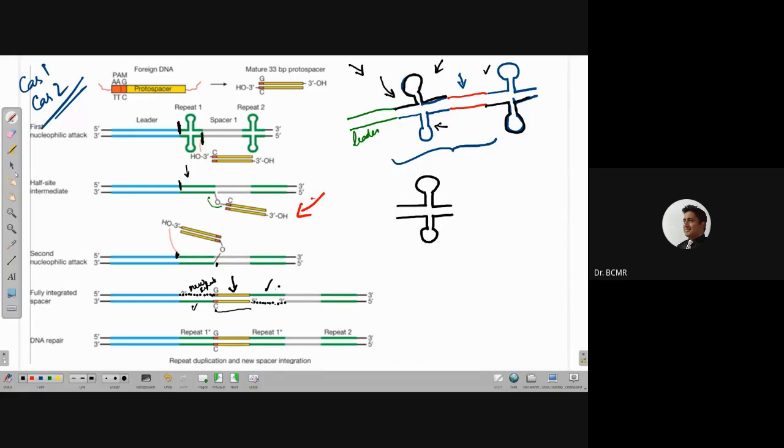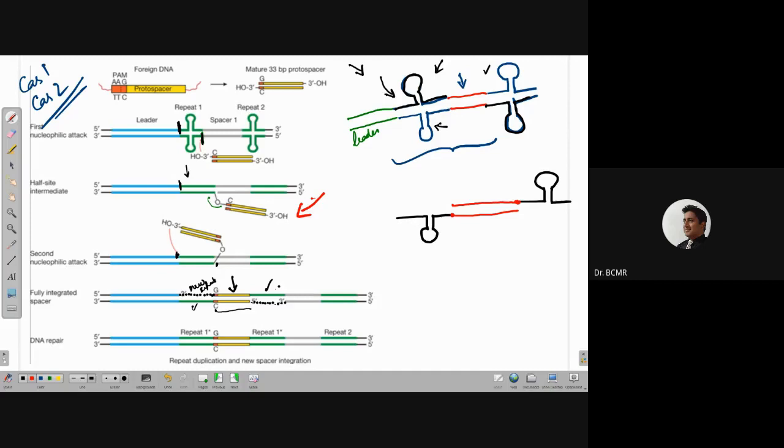And then what happens is during incorporation, one of the parts will be moved here. And this is where the protospacer is attached. On the 3' sides, it is attached. This is a 3', the phosphodiester bond, and so is here.